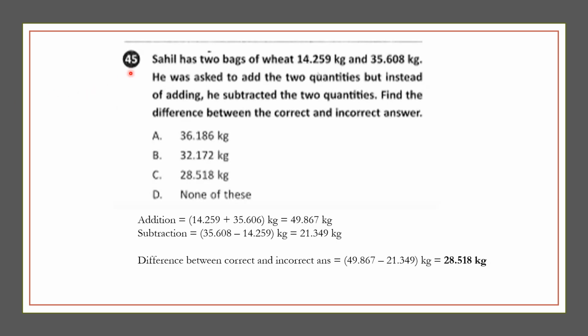Question number 45. Sahil has two bags of wheat, 14.259 kg and 35.608 kg. He was asked to add the two quantities, but instead of adding, he subtracted the two quantities. Find the difference between the correct and the incorrect answer. So the correct answer will be when we add these two. After adding these two, we will get 49.867 kg. And after subtraction we will get 21.349 kg. Now we need to find the difference between these two quantities. So the difference of these two will be 28.518 kg, which is option C.